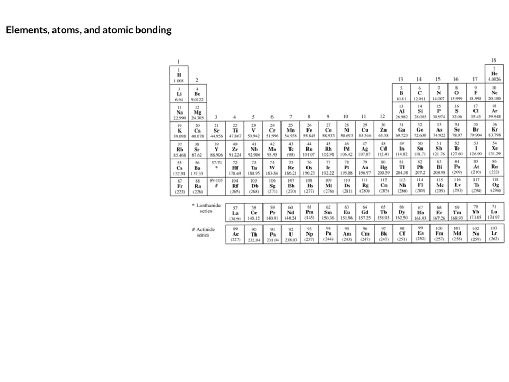So the most common element in the human body is oxygen, right here. And then we'll find a significant amount of carbon, hydrogen, nitrogen, calcium, phosphorus, potassium, sulfur, sodium, and chlorine.